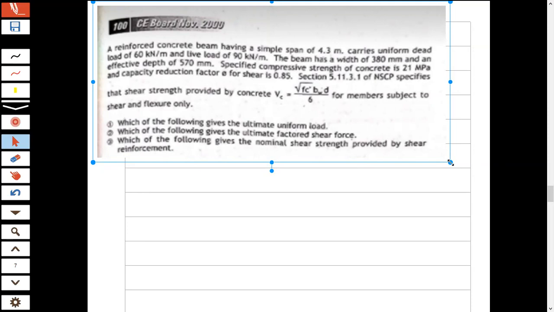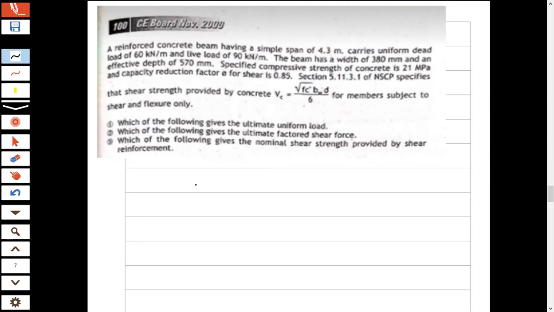Okay, how about this one? This is a reinforced concrete beam, the board exam type to year 2000. Having a span of 4.3 meter, carries a uniform dead load of 60 kilonewton per meter and live load of 90 kilonewton per meter. The beam has a width of 380 and an effective depth of 570. FC prime is 21. Reduction factor for shear is 0.85. VC is given. So ito ganito talaga yung may exam, ano? Binibigay naman yung mga formula.